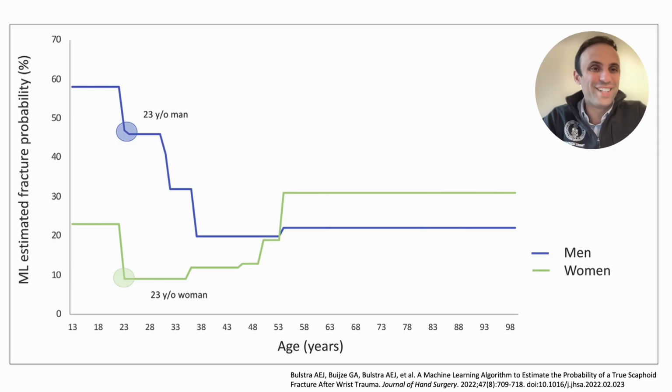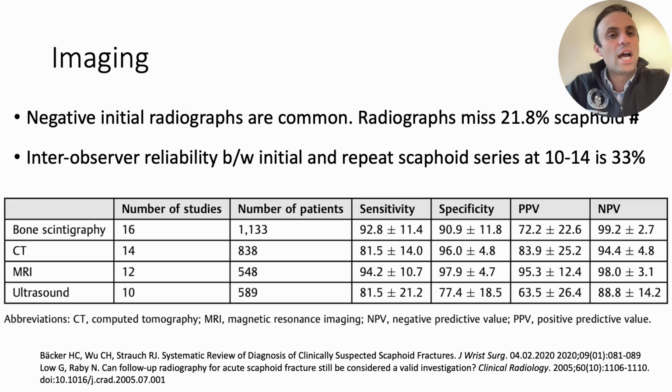Men are much more likely to have a scaphoid fracture until the 50s, at which point women start to become more likely. As for imaging, it is typical that initial radiographs taken on presentation within 72 hours are negative and do not show a scaphoid fracture even though one is present. In fact, radiographs miss around 1 in 5 scaphoid fractures that turn out to be later found.